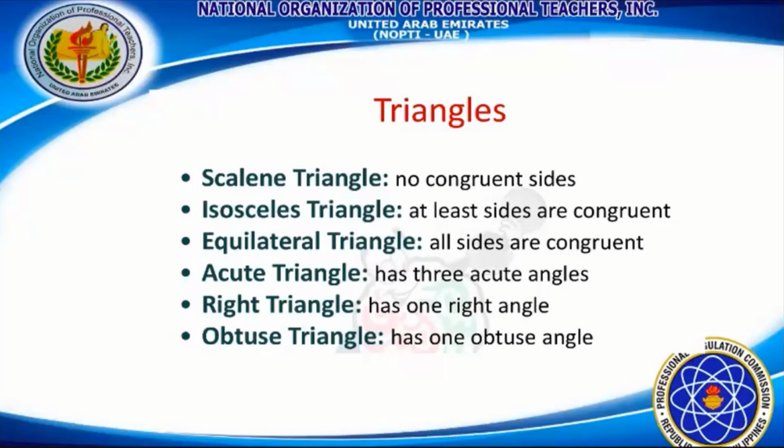Acute triangle has 3 acute angles naman. Kanina, sides. So, kung yung angle ang pinag-usapan, acute triangle. If has one right angle, right triangle siya. Right, when we say kung 90 degrees. And then, obtuse triangle has one obtuse angle.